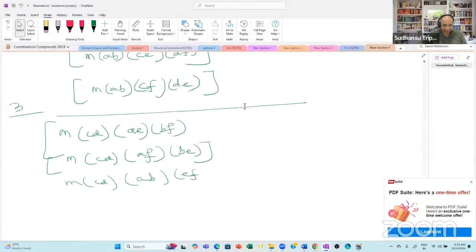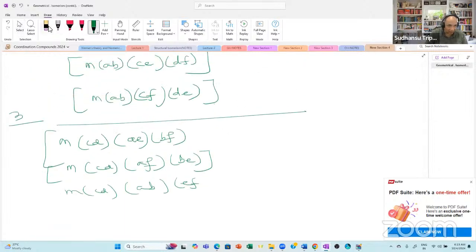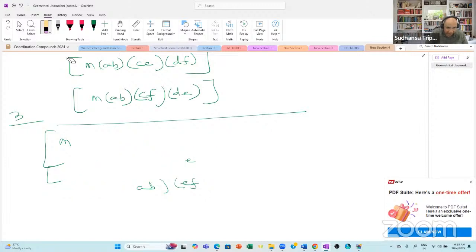Oh, I brought the same thing. No, the combination should be different. So let us make AC, this combination of AC that is fixed, and the remaining BE and DF we make changes.